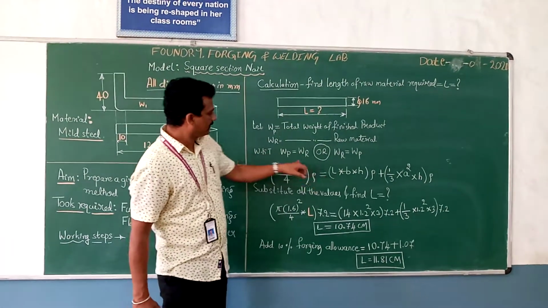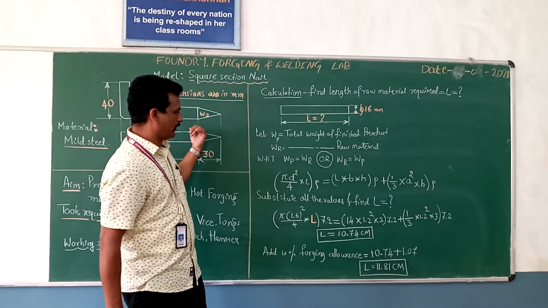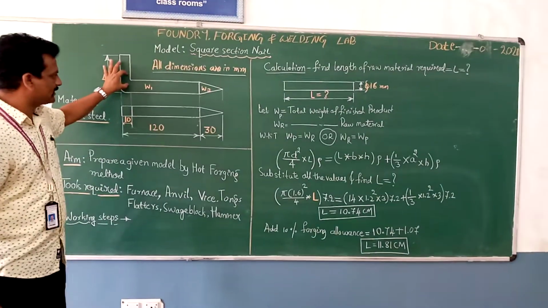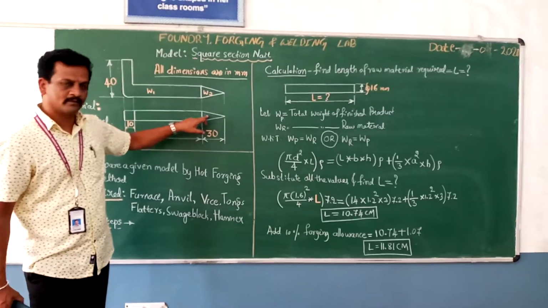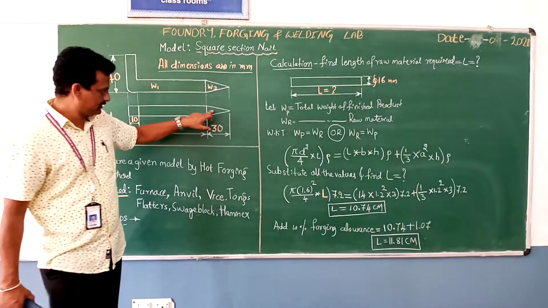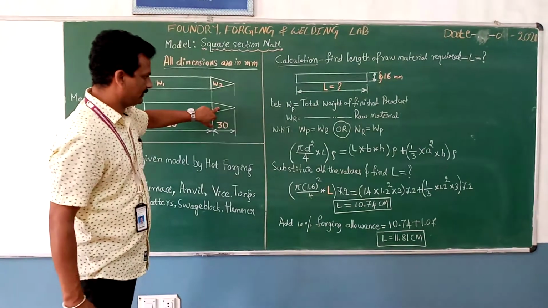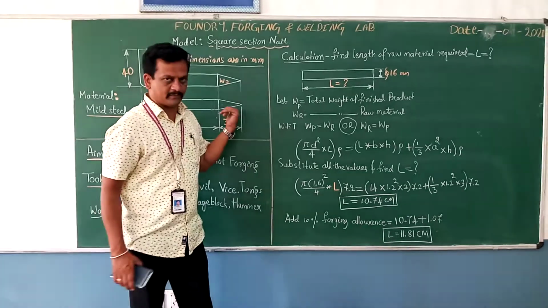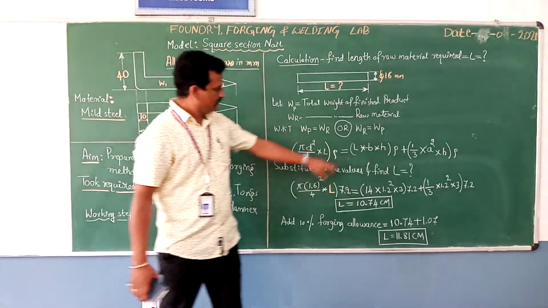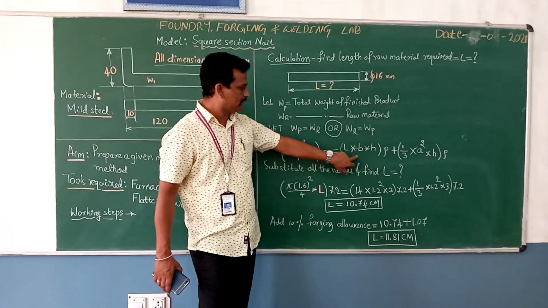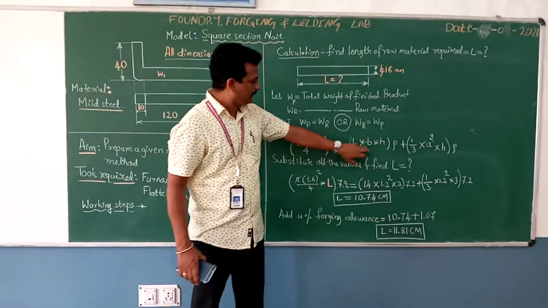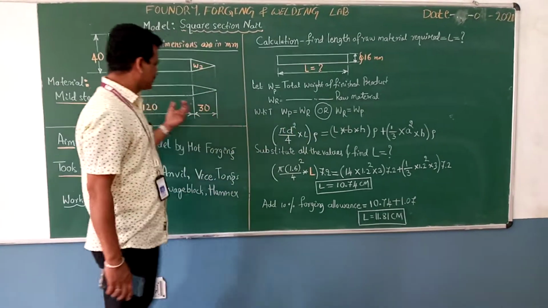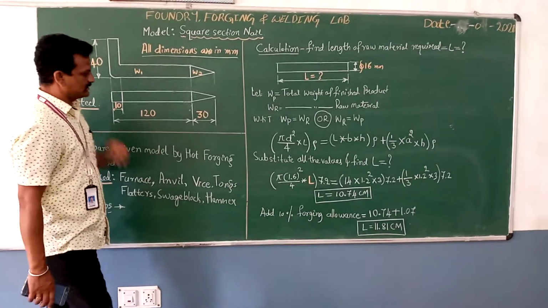Okay, then here WP means the finished product. In this product we have two shapes. One is the square prism and another one is the taper. This is the other shape, the conical shape. Now here this is the square pyramid and the square prism. The formula to find out the weight is L B H into rho. L is nothing but the length of this prism, that is 120 plus 40, 160.